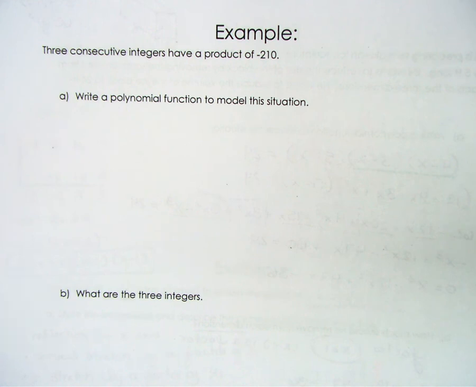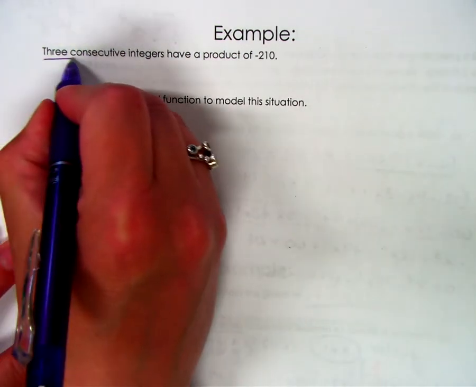Okay. Easy peasy. Three consecutive integers have a product of negative 210. Oh, negative, sorry. Yeah. Okay, so this is where people struggle.